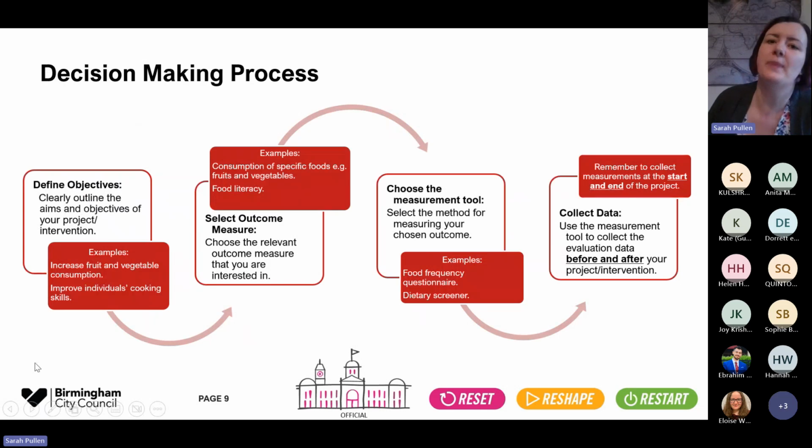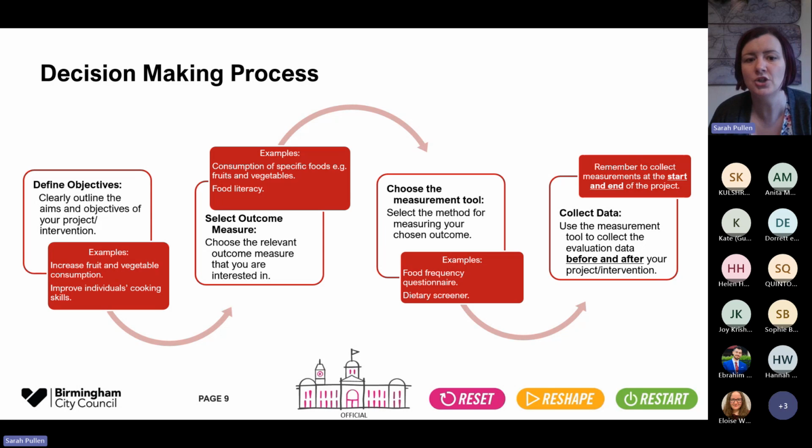So in terms of decision-making processes, when you're trying to work out which tools are most appropriate for you, the first thing that you need to do with your intervention or project is clearly define your objectives. Like, what is it you're aiming to achieve? What do you want the result of your project to be? For example, this could be increasing fruit and vegetable consumption, or it could be improving individuals' cooking skills.